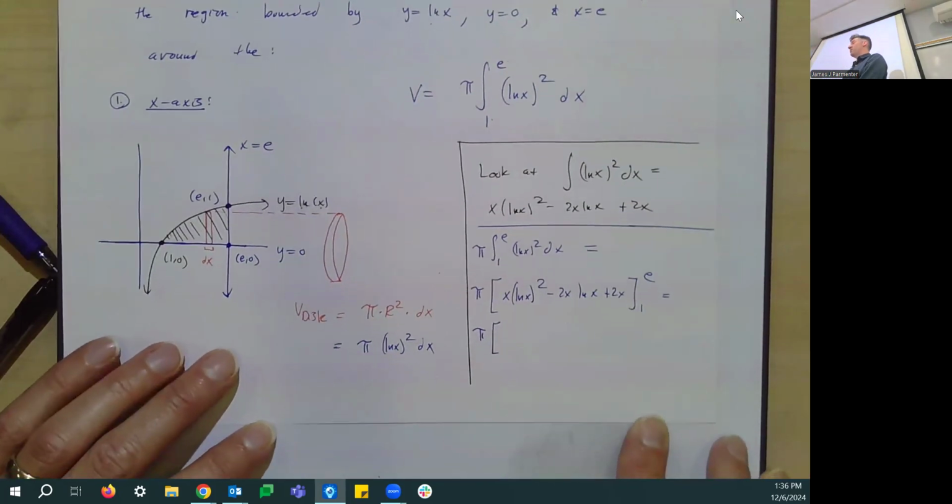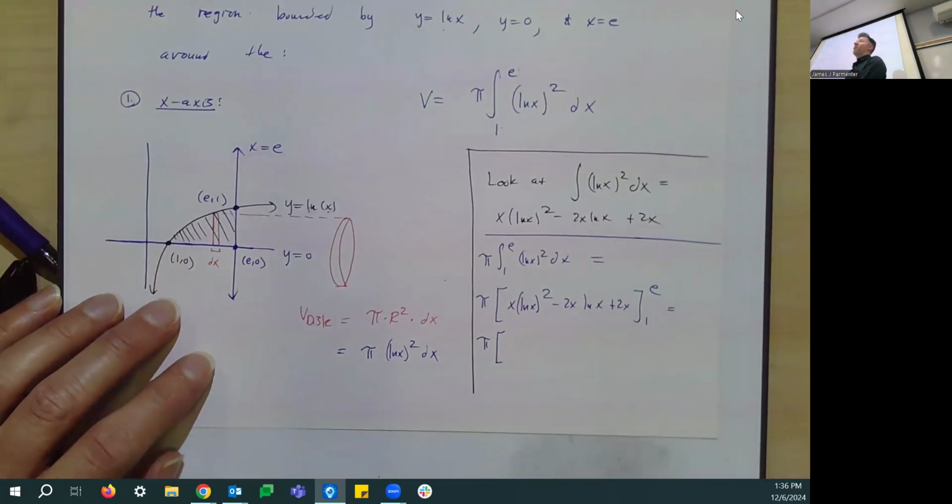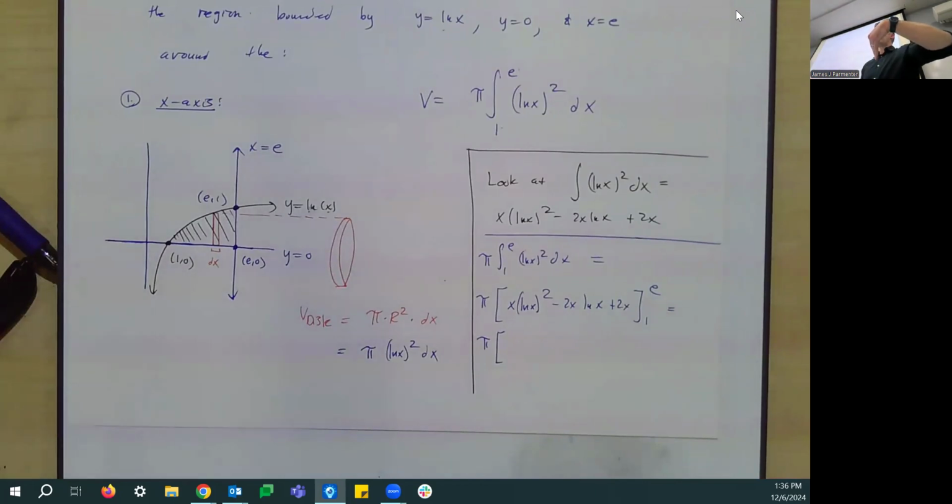So this is where I would definitely encourage you, if you have to evaluate this, to simplify as you go, right? Like, I don't want to write natural log of e. I want to write 1. So if you're plugging in something and it simplifies easily, just simplify it, right? Just like when I plug in 1, natural log of 1 is going to give me 0.